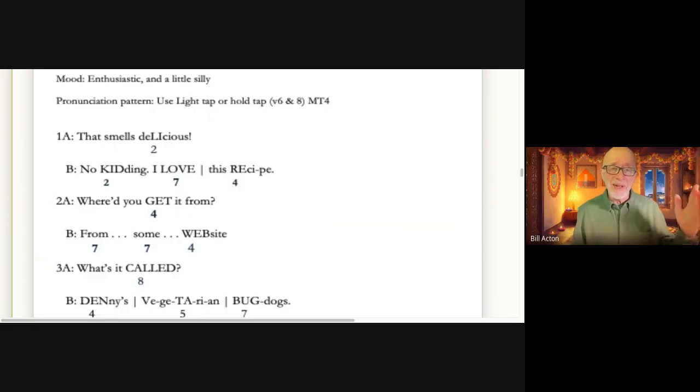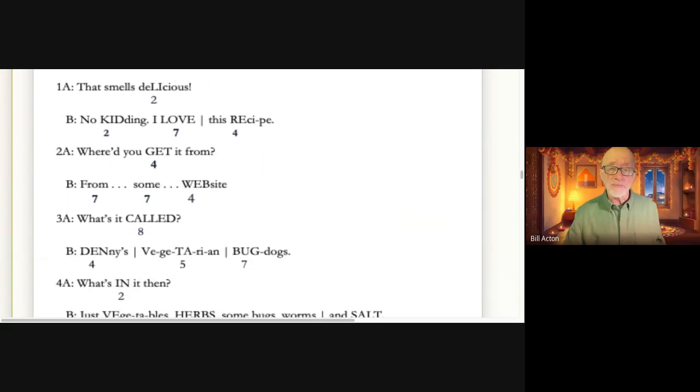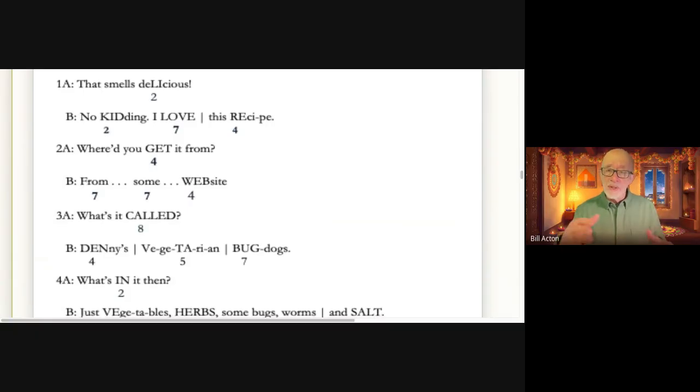Okay. Now, next one we got 2, 7, and 4. So when you practice, do what I just did. 2, 7, 4. No kidding, I love that recipe. No kidding, I love that recipe. And try to do it like that fast. No kidding, I love that recipe. You can see how using this system and the movement, you can very quickly become very expressive and be able to put your feelings into what you're talking about. Again, this is kind of a goofy embodied oral reading.